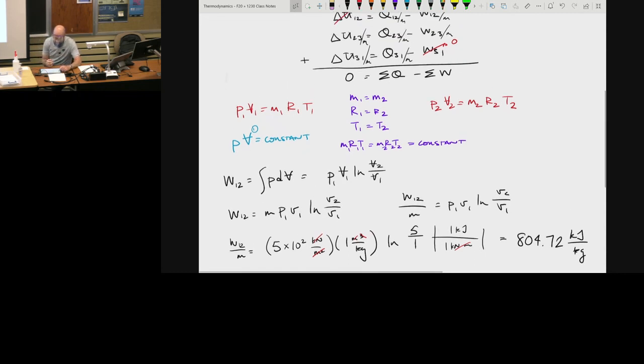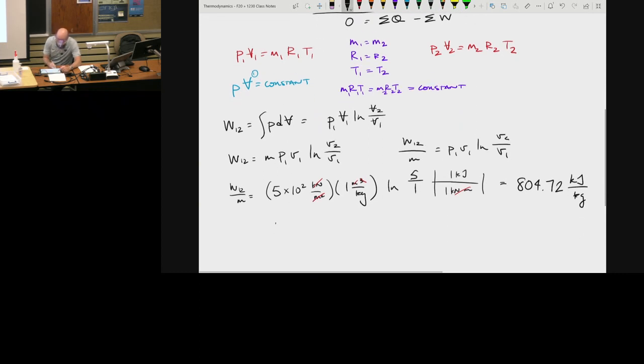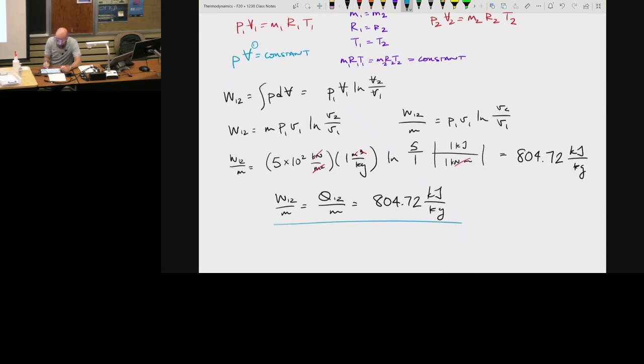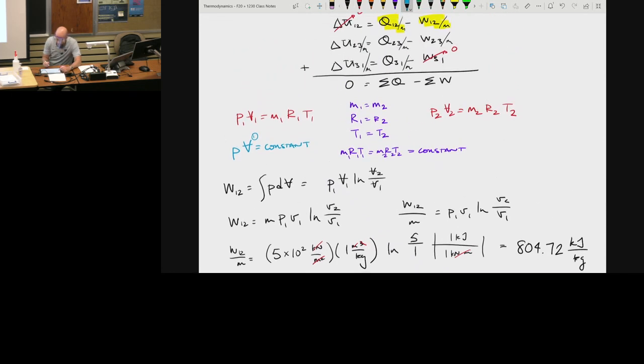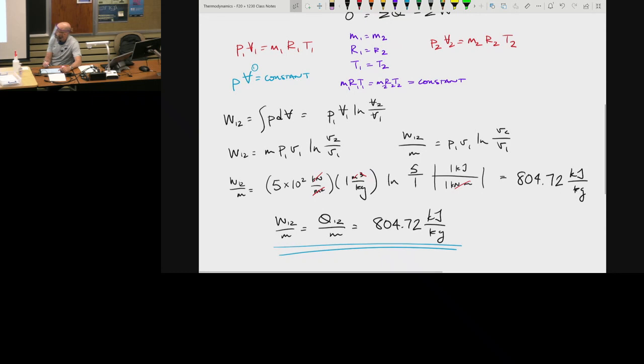So now I have this work 1,2 over mass, and that also tells me what Q12 over mass is. Work 1,2 over mass is equal to Q12 over mass, which is equal to 804.72 kilojoules per kilogram. I'm going to put a double underline over it because this is important. Now we're going to go on to the next equation. What can we find? Everybody okay with this so far?